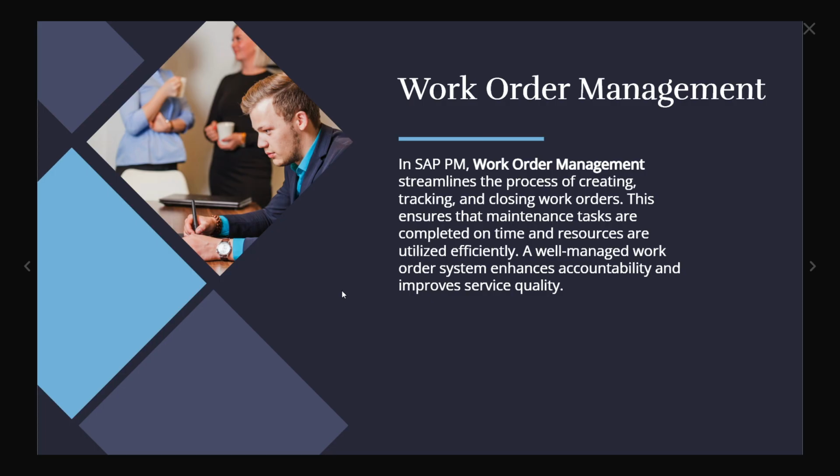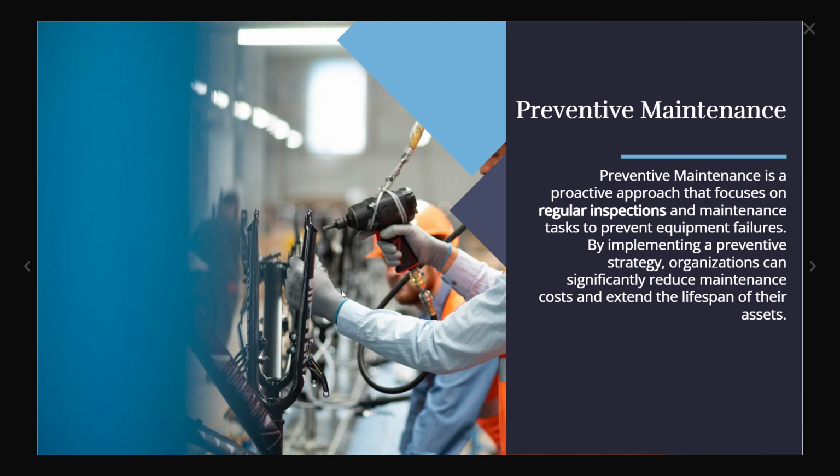Next is work order management. So in SAP PM, work order management streamlines the process of creating, tracking, and closing work orders. So this ensures that maintenance tasks are completed on time and resources are utilized efficiently. So a well-managed work order system enhances accountability and improves service quality.